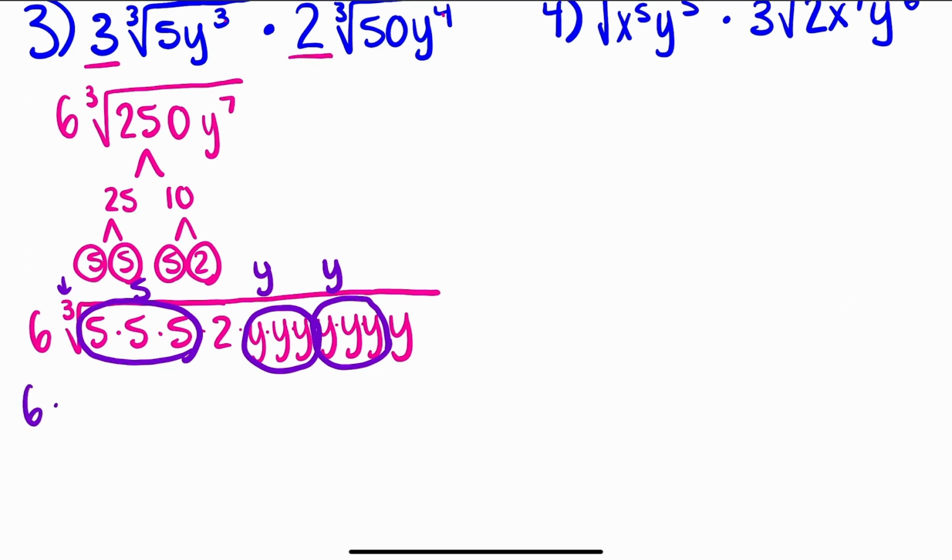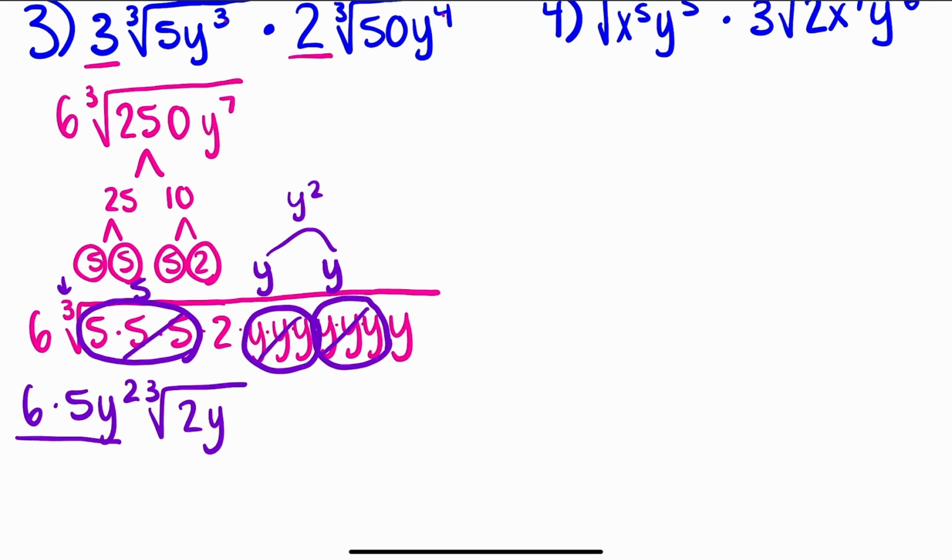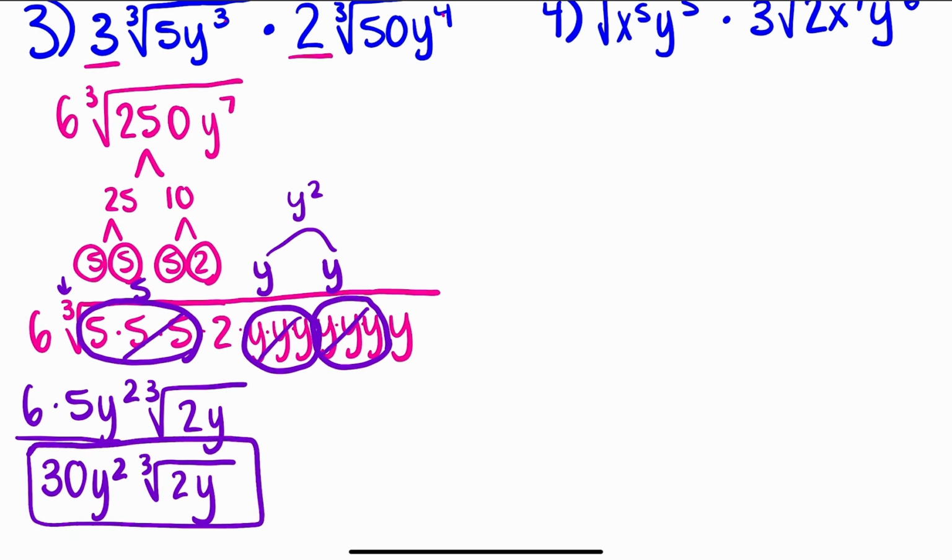So outside I have 6 times what I'm taking out. 5. And this becomes y squared. Y squared times the cube root of what's left over. 2. And now simplify what's outside. 6 times 5 is 30. So I have 30y squared times the cube root of 2y. Oof.